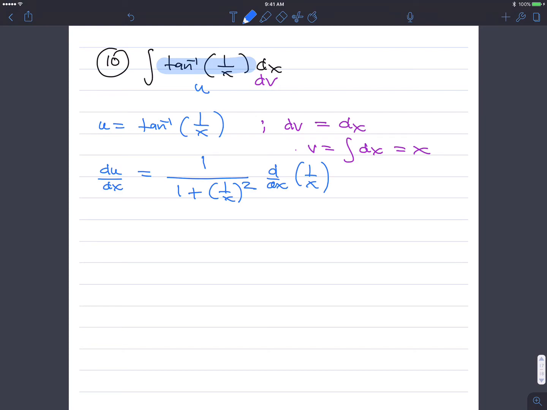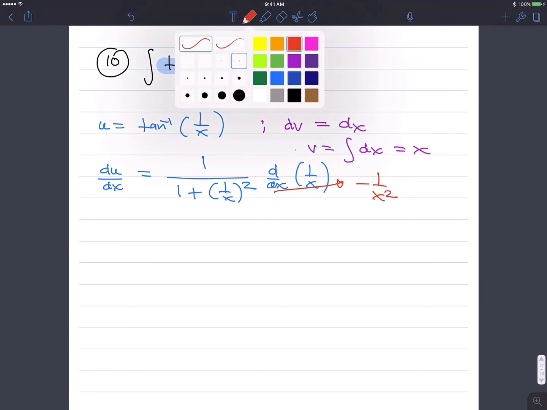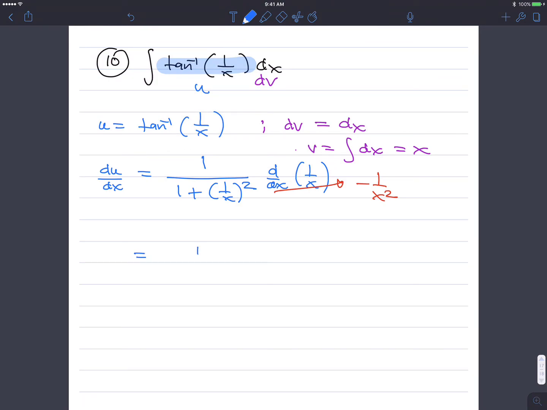What happens now is that the derivative of 1 over x is negative 1 over x squared. We're going to have to do some algebra here. So this is going to be equal to 1 over 1 plus 1 over x squared times negative 1 over x squared. Now, that negative sign, if you want, we could put it in the numerator here.